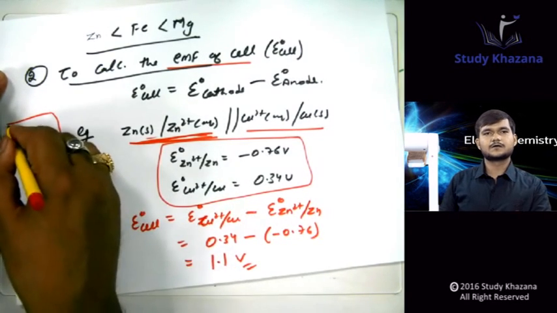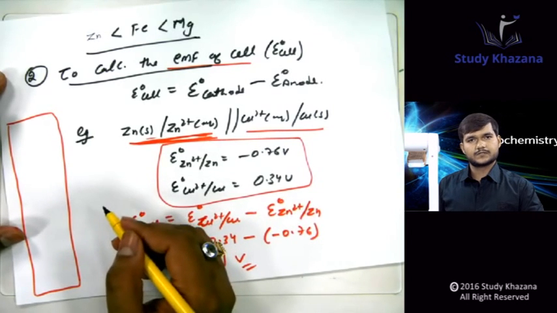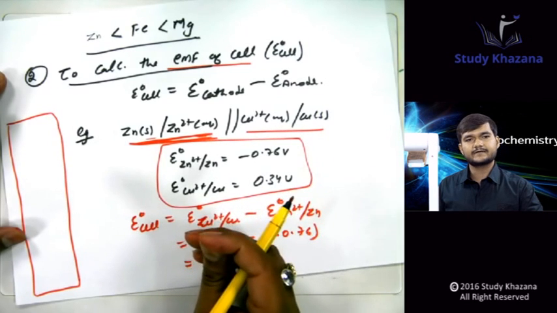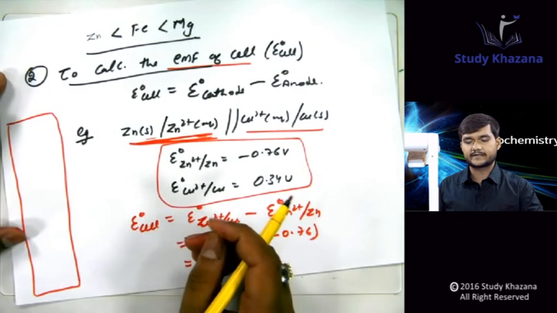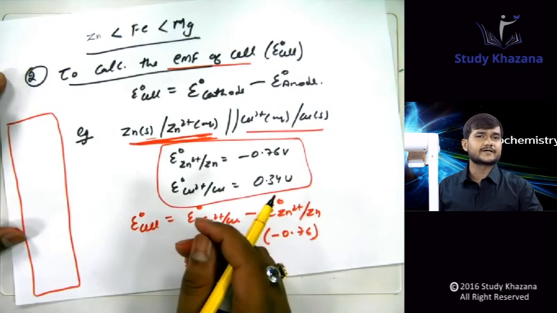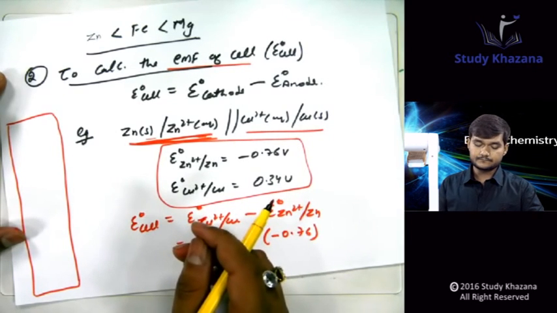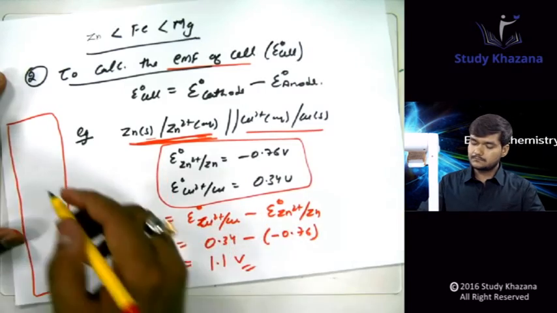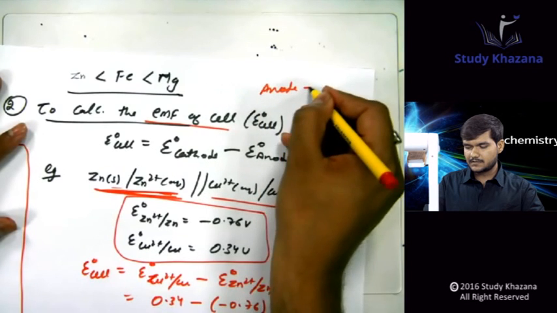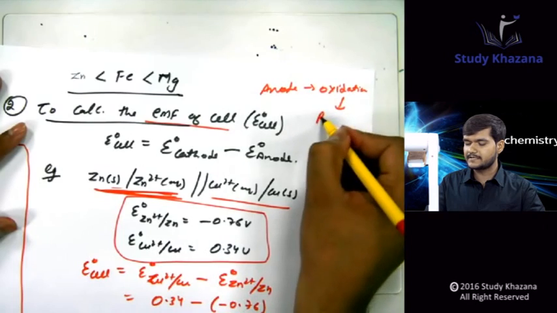One more thing I want to discuss with you. The more negative electrode will become the anode only. And at the anode, what happens? At the anode, oxidation occurs, and the species which gets oxidized is the reducing agent. You all must know: at the anode oxidation occurs, and the species is the reducing agent.